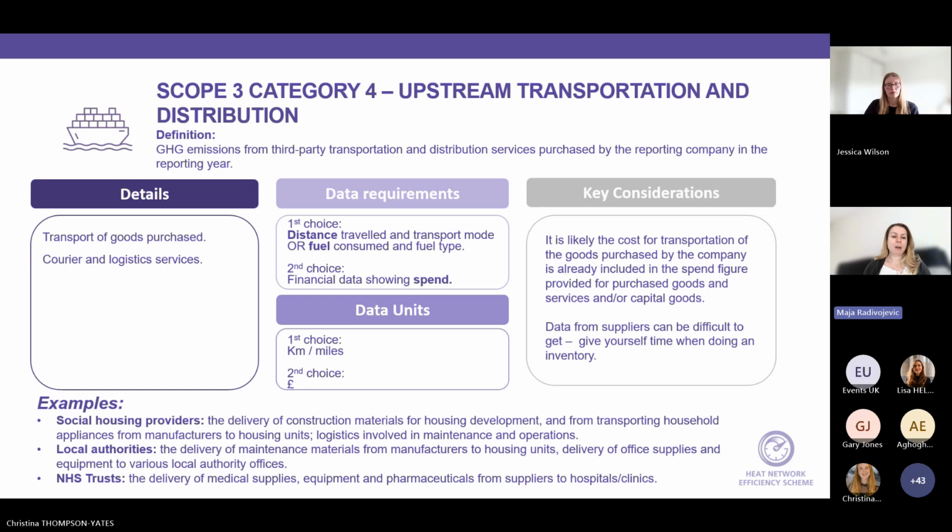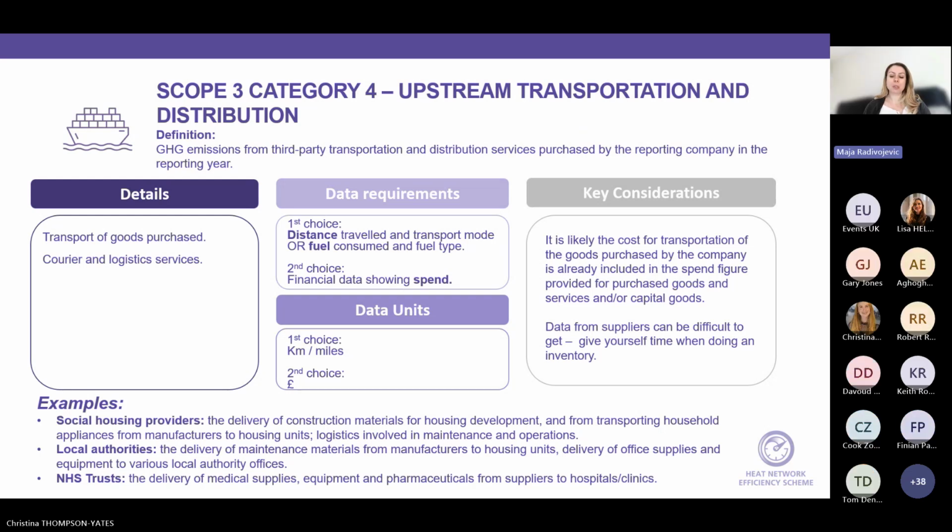So yes, we are moving on to category 4. This relates to upstream transportation and distribution. So these are the greenhouse gas emissions associated with third-party transportation and distribution services that the reporting company purchases during the reporting year. In simple terms, this is really about the transportation of goods that your organization has purchased. So things like courier and logistics services.